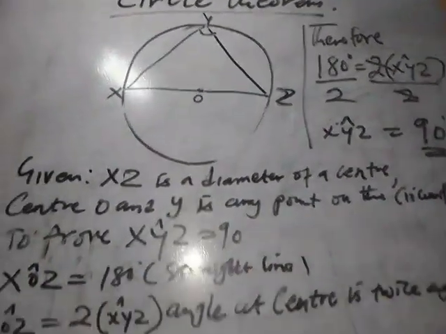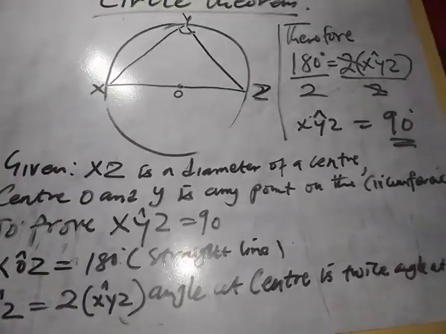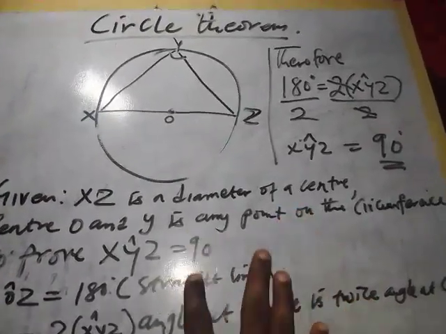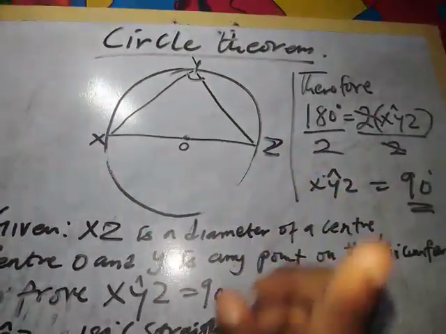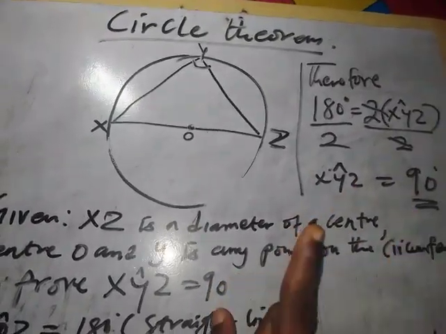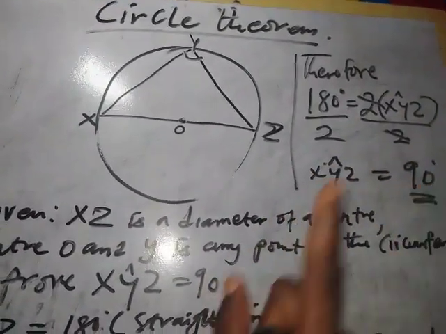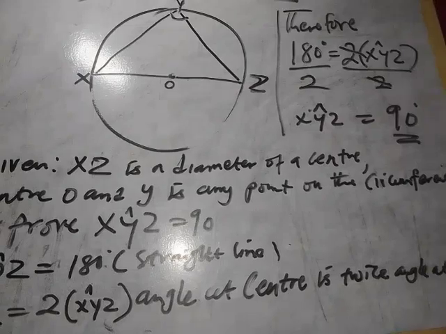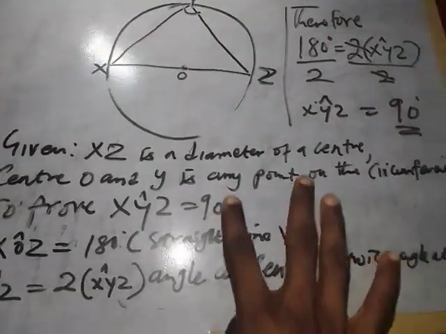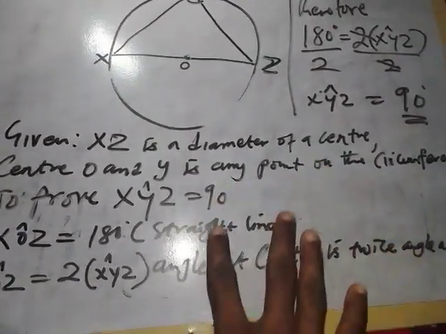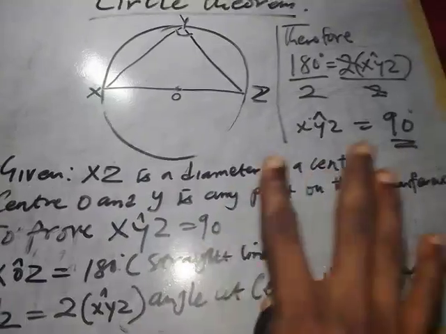In my next video, I'm going to send you some questions. This is just the introduction part of circle theorem, and the first theorem here is angle in a semicircle is a right angle. That is the end of the introduction to this video. In my next video, I'm going to send you problems on angle in a semicircle is a right angle.